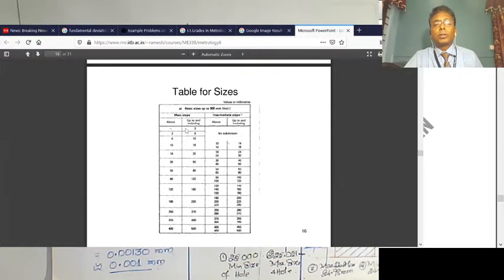Diametral steps: 1 to 3, 3 to 6, 6 to 10, 10 to 18, 18 to 30. Please learn this by heart. Up to at least 80 to 120, you should know. These are standard diametral steps.